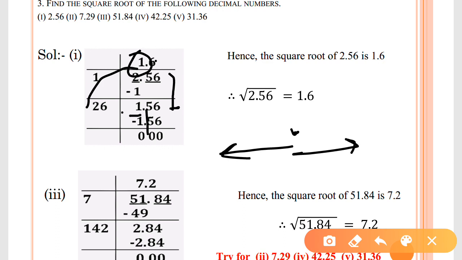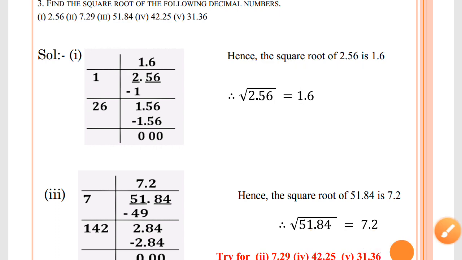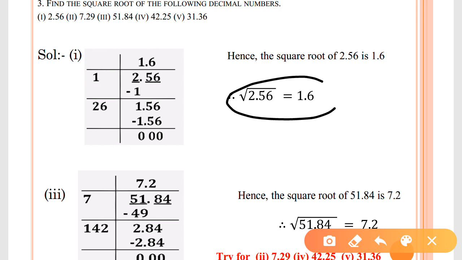Now we double the quotient here, and it becomes 2. Now we go for a number which, when multiplied, gives the same number here. If we go for 6, 6 6s are 36, carry 3, and 6 2s are 12 and 3 is 15, so 156 is there. So the square root of 2.56 will be 1.6.